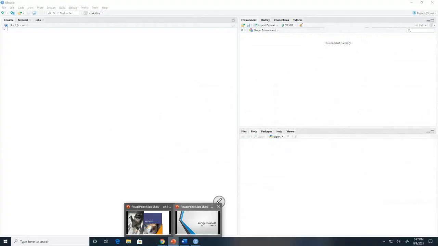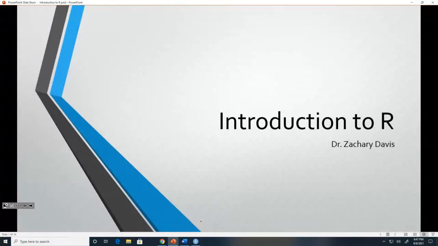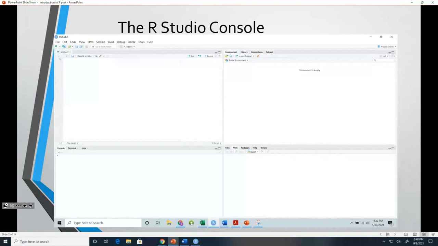So we have RStudio. I'll go over a basic introduction to R. You have the RStudio console. We'll get this screen up here. This is generally what it's going to look like. You'll have your script up here, the console on the lower left, your environment in the upper right, and your plots, packages, or files in the lower right.